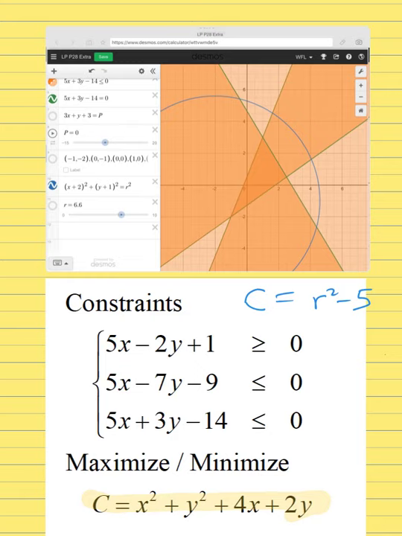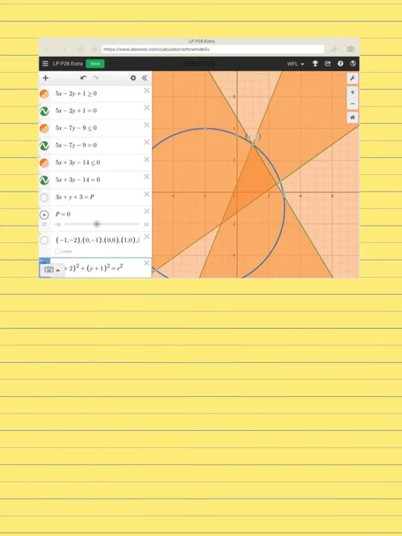Now let's maximize and minimize the circular function c equals x squared plus y squared plus 4x plus 2y. That is, to find the maximum value and minimum value of c. As we can see, when r is bigger, c is bigger. When r is smaller, c is smaller. Therefore, the maximum value of c corresponds to the biggest radius, and the minimum value of c corresponds to the smallest radius.